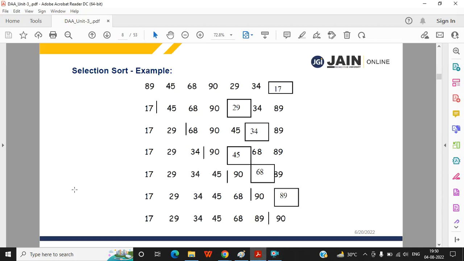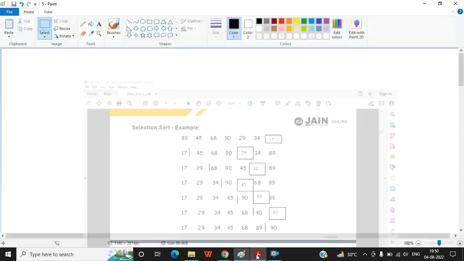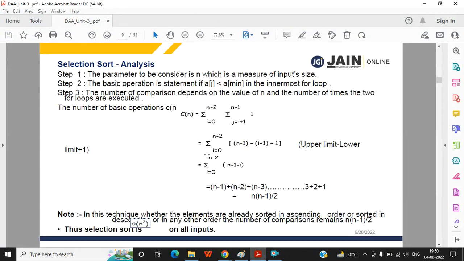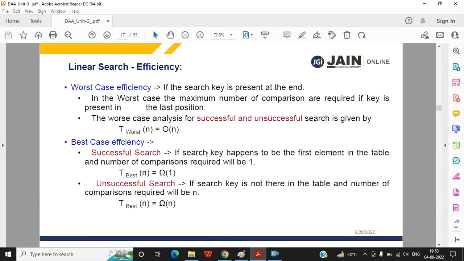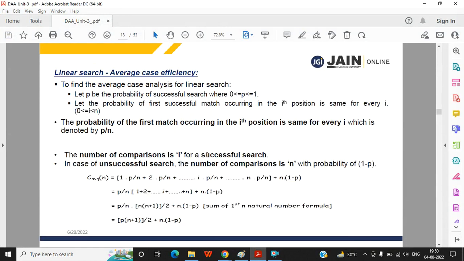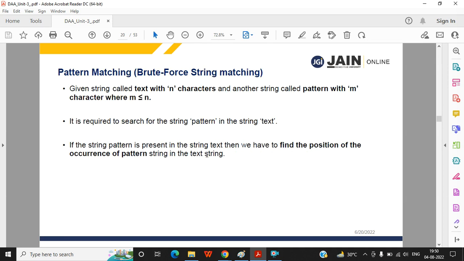Was that completed yesterday, no? Yes, yes. So we will start from linear search. That was also done, with efficiency. Next will be pattern matching.